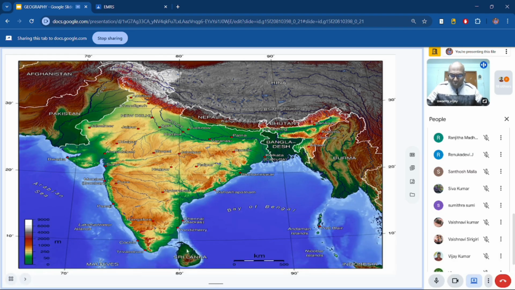If you come down, you can see the international border with Sri Lanka, and then Maldives, which lie after Lakshadweep. So how many borders are there? 1, 2, 3, 4, 5, 6, 7, 8, 9. So India has 9 international borders.